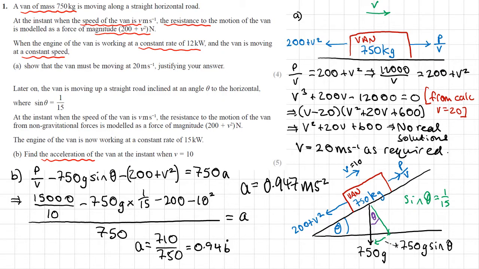Now you could also give your answer as 0.95 because of the use of g in this question, and round to 2 significant figures, but that's the only time you would round to 2 significant figures, if you've used g in your working. Otherwise, 3 significant figures would be the normal way that you give your answer.